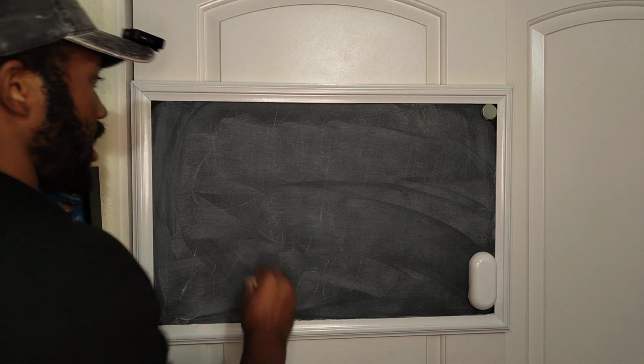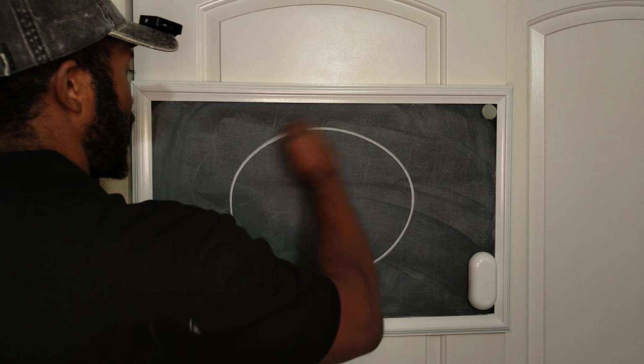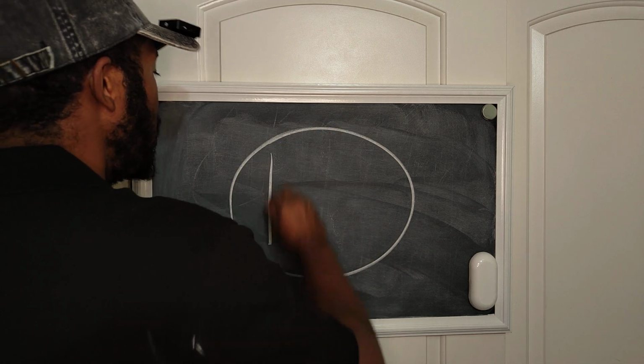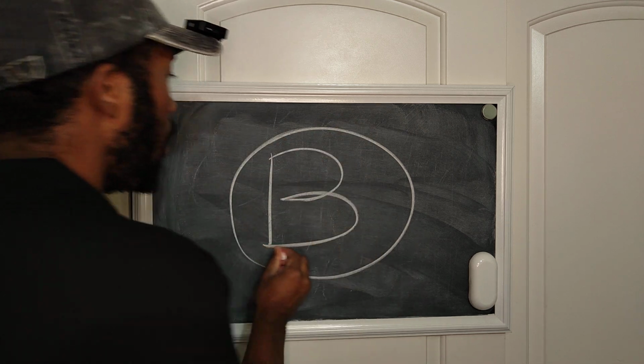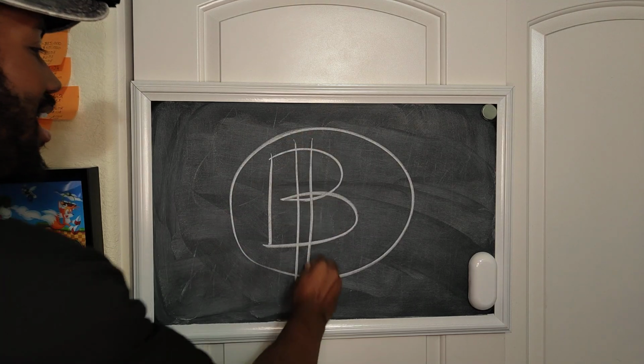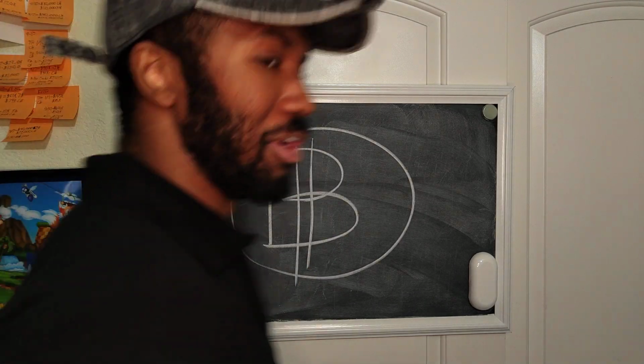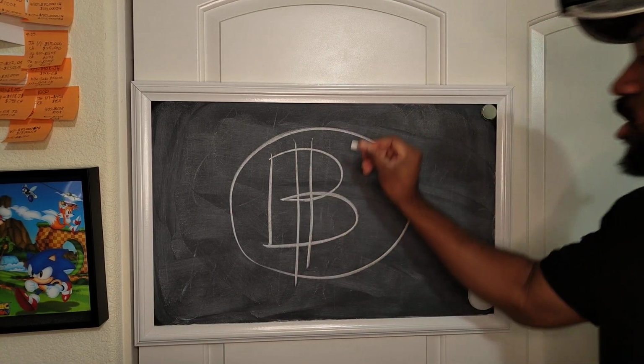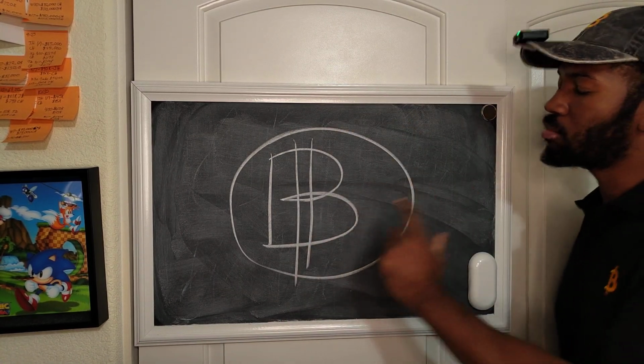We need something like, oh my God, that was so good. Oh my, bro, that's such a good circle. We need something like Bitcoin. Wow, that was so good. You saw it here first. I'm the best artist on YouTube. We need something like Bitcoin.